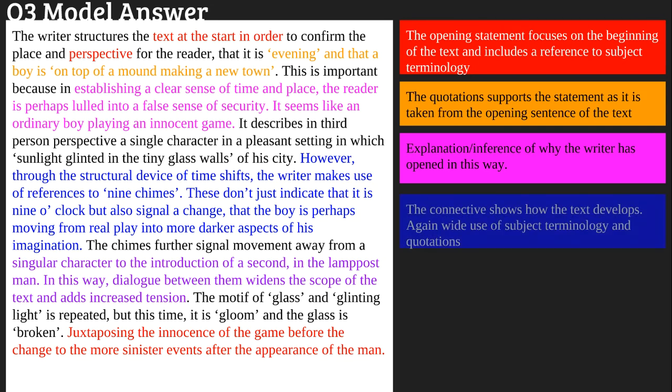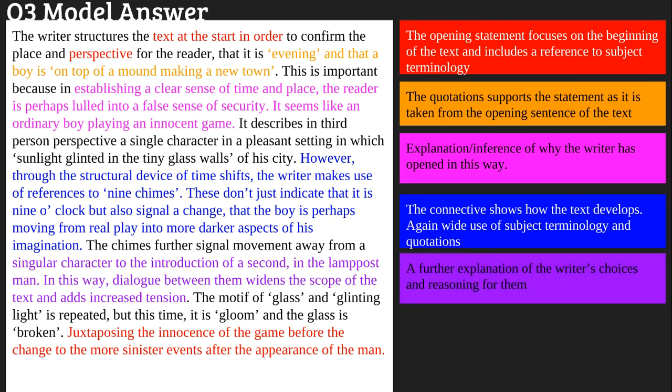However, through the use of structural device time shifts, the writer makes use of references to nine chimes. These don't just indicate that it's nine o'clock, but also signal a change, that the boy is perhaps moving from real play into the darker aspects of his imagination. So we've got that connective of however to show that the text does develop and change. And again, lots of quotations, lots of subject terminology in explaining what we're thinking. The chimes further signal a movement away from a singular character to the introduction of a second in the lamppost man. In this way, dialogue between them widens the scope of the text and adds increased tension.